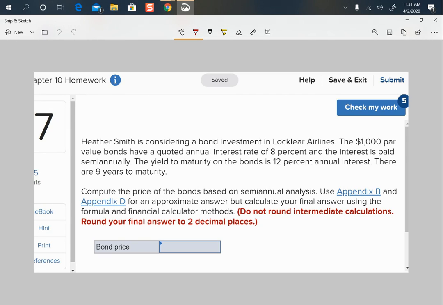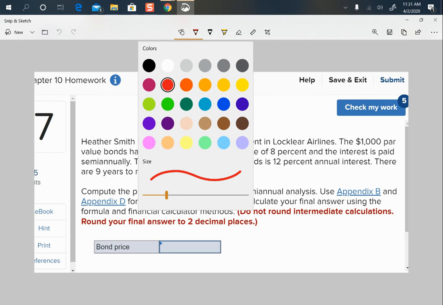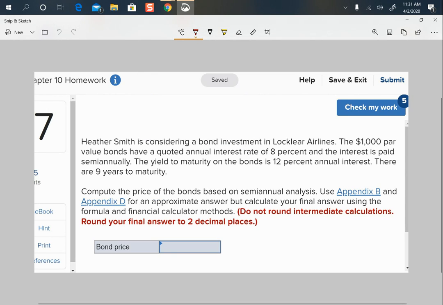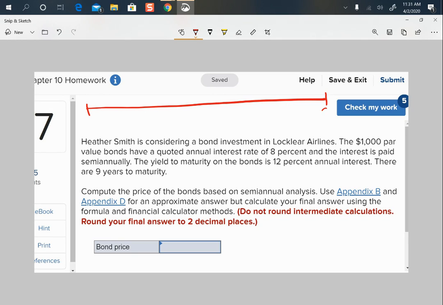Again, this is on a yearly basis. And then we are told that there are 9 years left to maturity. So how can we determine the price of this bond? Again, I like to use the time value of money timeline just to give us a perspective. So we have a bond here that has 9 years to maturity.